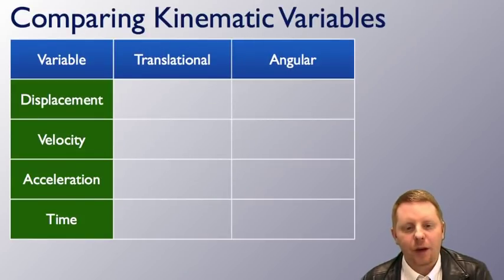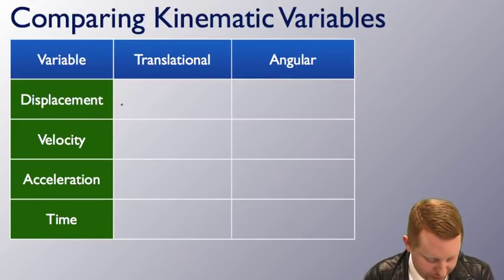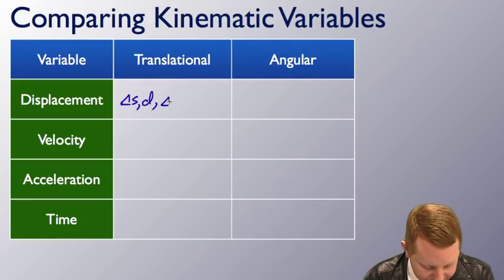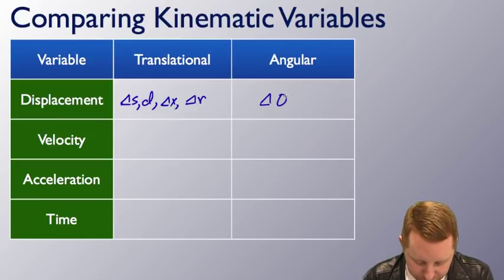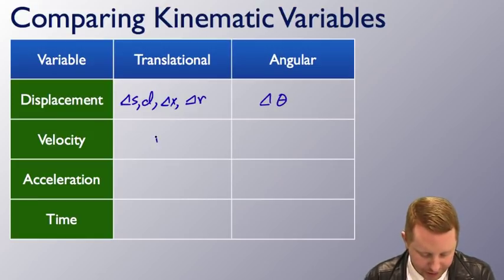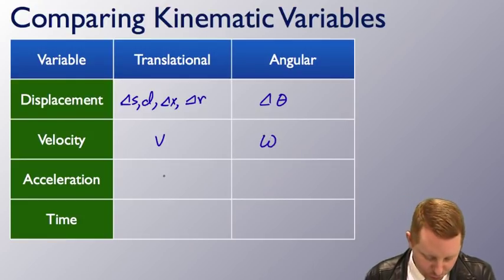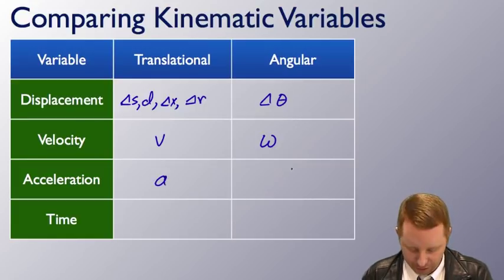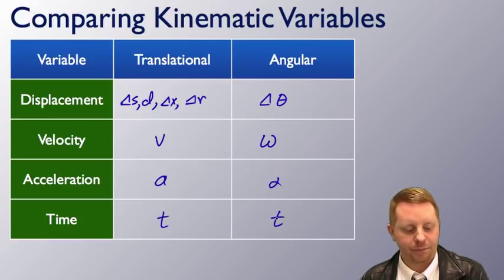Hopefully you've started to see some of the correlation between translational and rotational variables, or translational and angular variables. For displacement, it can be written quite a few different ways, depending on the book you're using, teacher. You may see delta S, you may see D, you may see delta X, sometimes delta R. In angular variables, we're usually talking about delta theta. Velocity is v, angular velocity, omega. Translational acceleration, a, angular acceleration, alpha. And time, t, is the same between them.